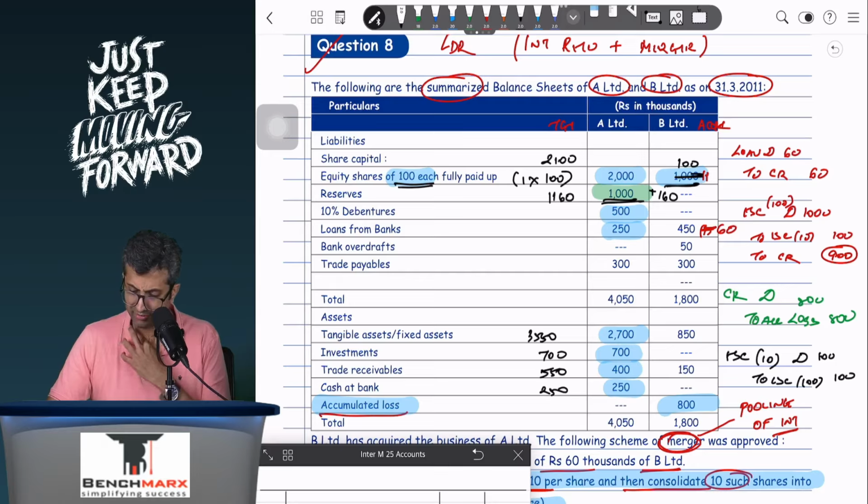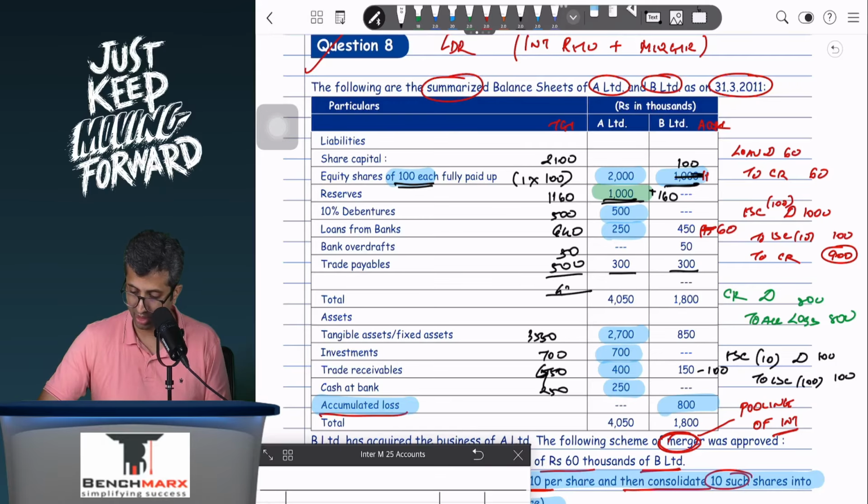Then you will have 10% debentures of 500. Acha, in trade receivables, sorry, I will subtract minus intercompany of 100, and hence this will be 450. There is loans from banks. This is 250 plus, I think, 390, 640, bank overdraft continues at 50, and trade payables 300, 300, 600 minus 100, that is equal to 500. And that's about it. So this is 2100, 1160, 500, 640, 50 and 500.